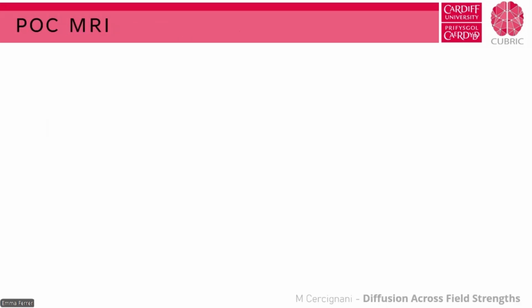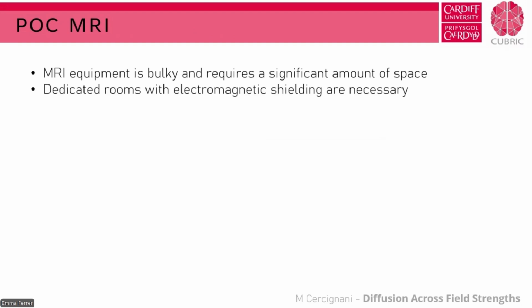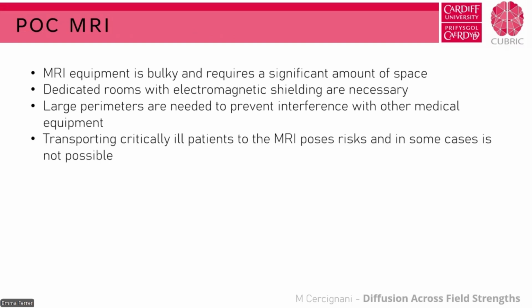So why bedside imaging? Well, we know that standard commercial MRI equipment is bulky, requires a large amount of space, and requires dedicated rooms with electromagnetic shielding. So this effectively means that no other medical equipment can be brought inside the MRI room, or very few. And so if you have patients that are critically ill and need to be connected to other machines, they essentially cannot go into the MRI room. Also, transportation sometimes can be a risk. So effectively, MRI is not accessible for this type of patients.